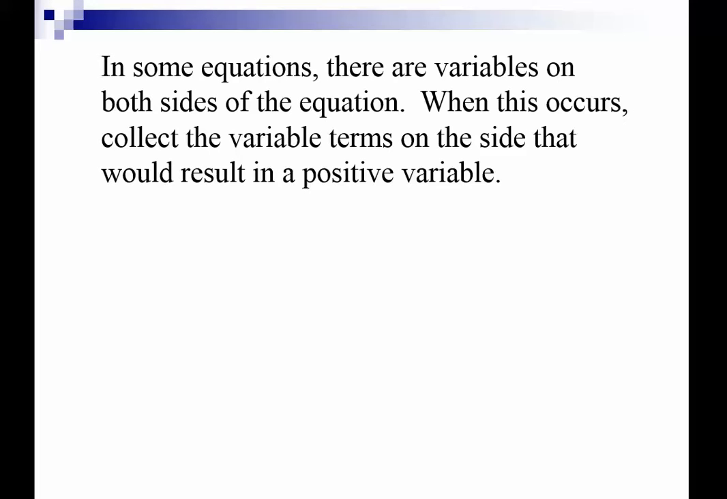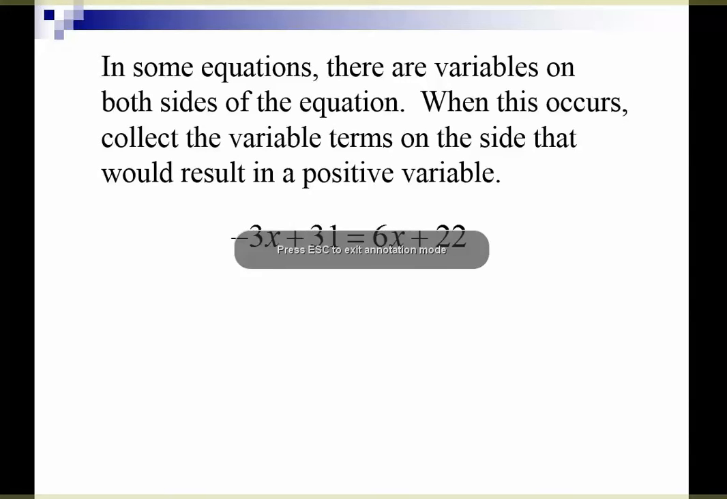All right, so let's take a look at something that has variables on both sides. It says in some equations there are variables on both sides of the equation. When this occurs, collect the variable terms on the side that would result in a positive variable. Okay, so take a look at this equation and you want to go ahead and copy this down right now on your paper. It says negative 3x plus 31 equals 6x plus 22.